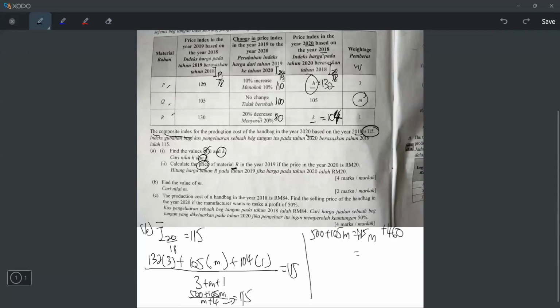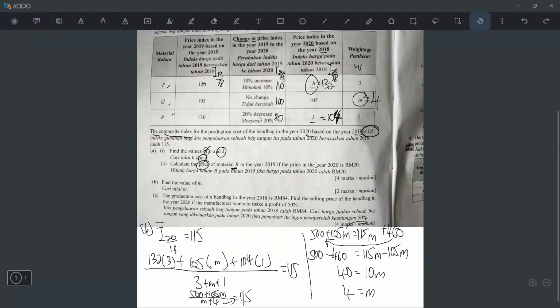I want to find M, so I can move the 105M to this side and move the 460 to the other side. So it becomes 500 minus 460, and here will be 115M minus 105M. So 115 minus 105 is 10M, and here will be 40. So 10M equals 40, so M equals 4. Yeah, right, that's the answer. Done already. I will write M equals 4 here.